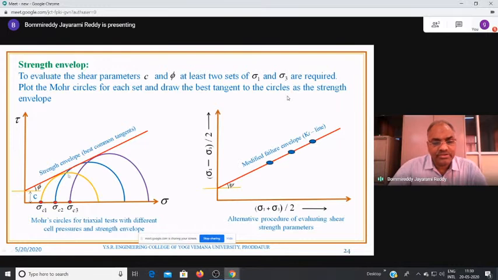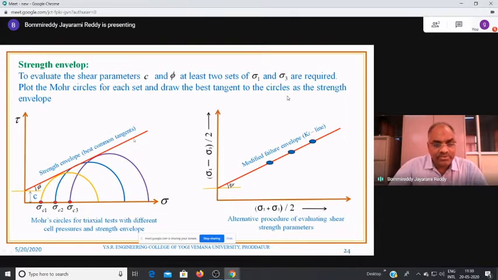So this is most appropriate, and that means in the triaxial test we are going to conduct three different specimens at three different cell pressures. And for three different cell pressures, the associated major principal stresses are sigma 1, sigma 2 and sigma 3. Accordingly, draw the Mohr circles.